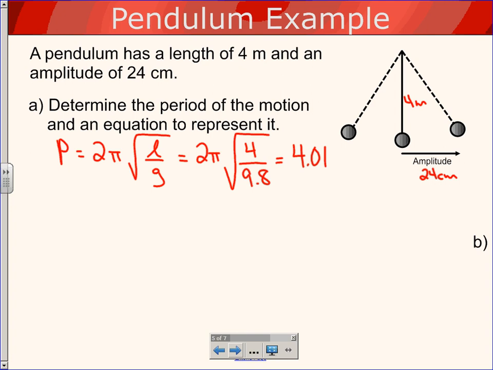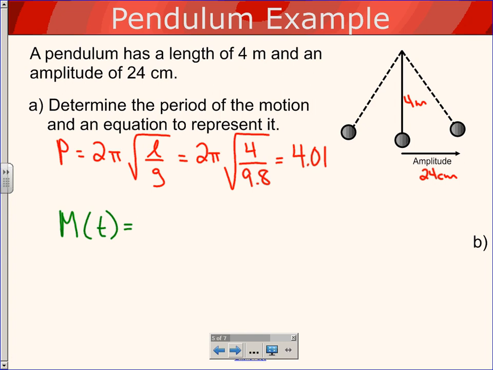Now we're trying to come up with an equation to represent this. An equation to represent the motion of the pendulum swinging. So what could I call that? Well, let's call it M. M of t. The motion based on time. And I know it's going to be a sinusoidal function because it's going to go back and forth. So I could either use sine or cos. I think I'm probably going to use sine.